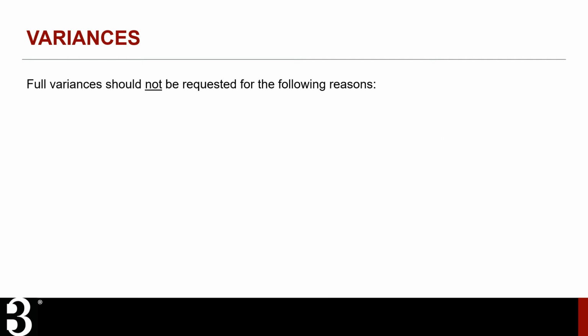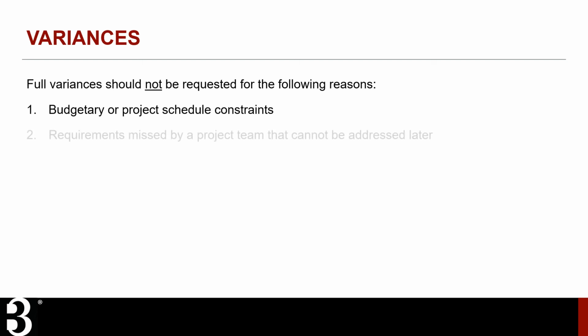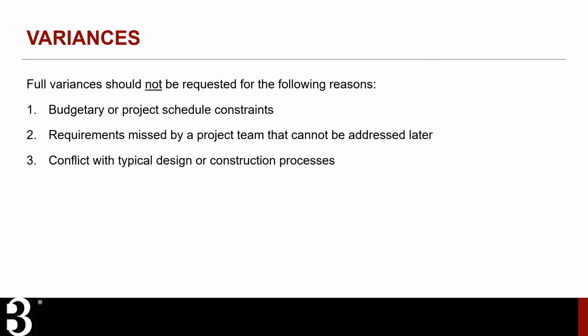Full variances should not be requested for the following reasons. They will not be considered based on budgetary or project schedule constraints, nor will they be considered for requirements missed by the project team that cannot be addressed at a later phase. Meeting the guidelines may require adjustments to the standard design and construction processes used by the project team. This is not an accepted justification for a variance.